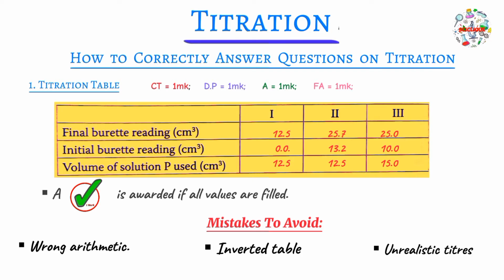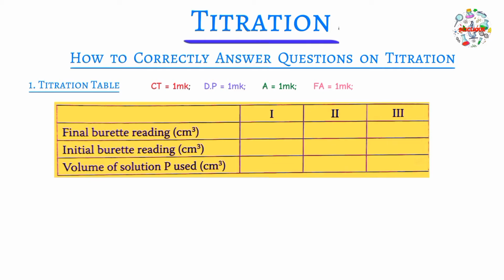So if you make any of these mistakes, you're going to be penalized half a mark. And that is that. But I'm sure as of now, it should be very easy for you to score this mark. Now let's proceed to the next marking point of the table, and that is the decimal place.